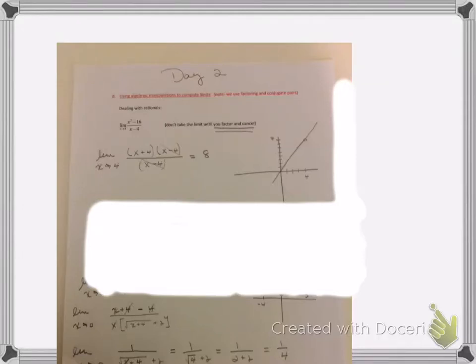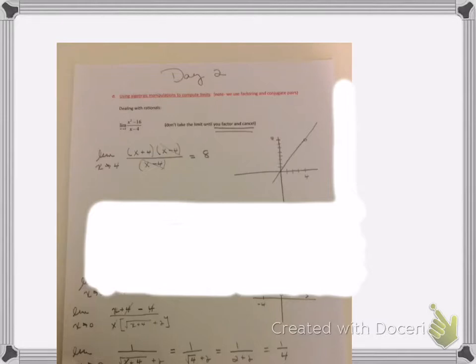In this video, we're going to do day 2 of the limits discussion from 1.4. So we're going to work with the very top of the page of notes, and it says using algebraic manipulations to compute limits. So if we were to just plug in x equals 4, what's going to happen is your denominator is going to go immediately to 0, which will give us an undefined.